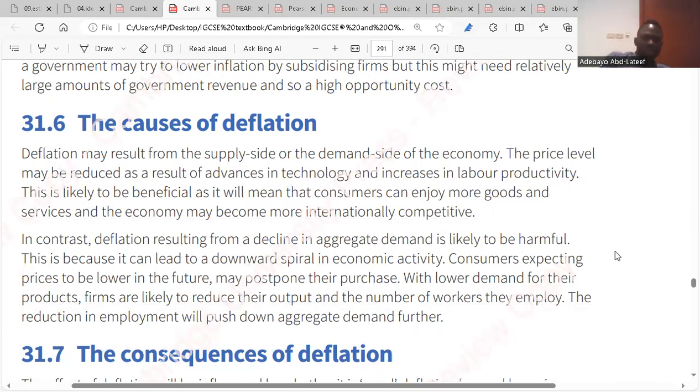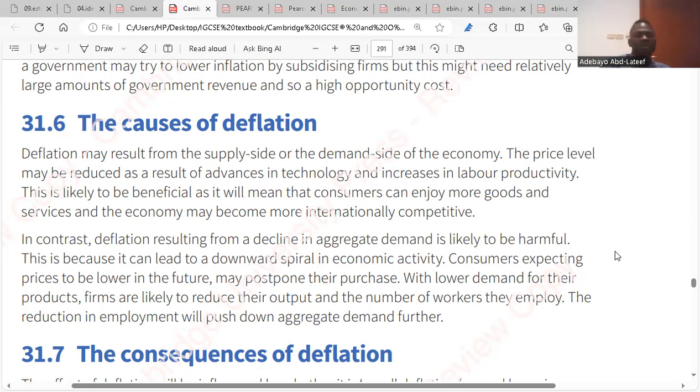So the causes of deflation. Deflation may result from supply side or demand side of the economy. The price level may be reduced as a result of advances in technology and increases in labor productivity. This is likely to be beneficial as it will mean that consumers can enjoy more goods and services and the economy may become more internationally competitive.